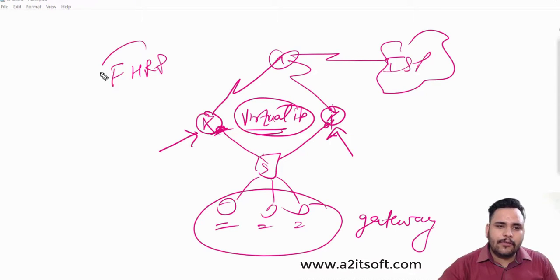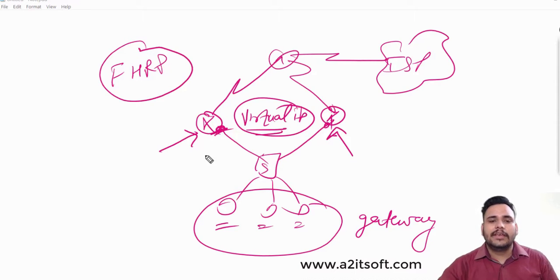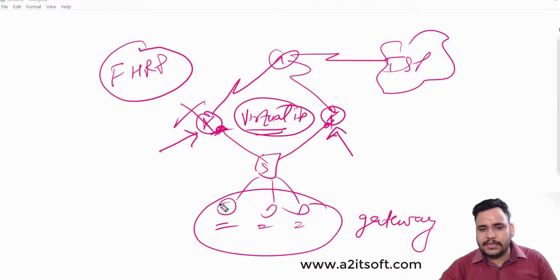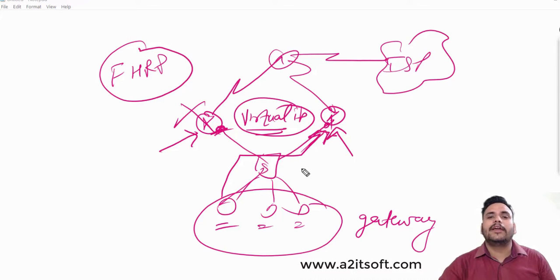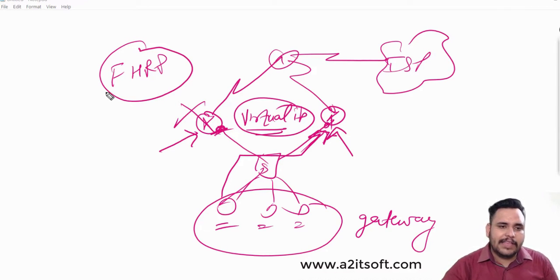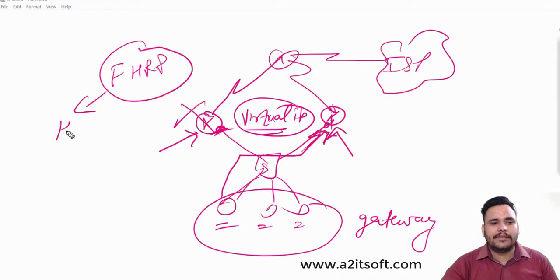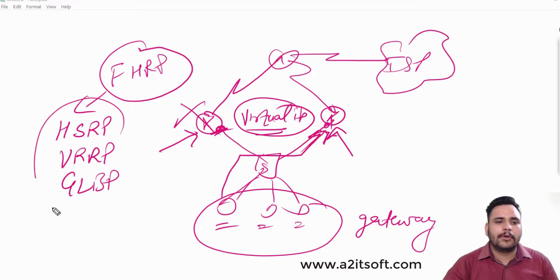Now the benefit of First Hop Redundancy Protocol is that, for example, if one router goes down, then this switch or this network automatically switches all of its processes to the other router. And the examples of FHRP are Hot Standby Router Protocol, Virtual Router Redundancy Protocol, and Gateway Load Balancing Protocol.